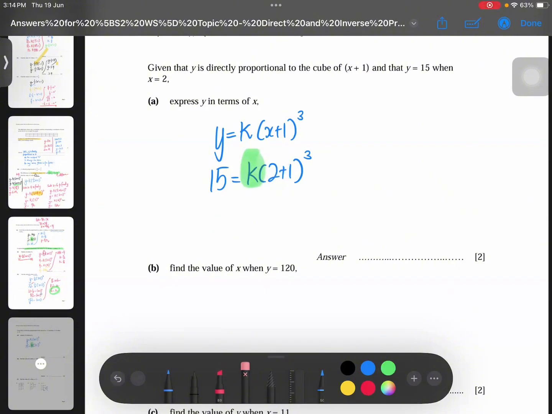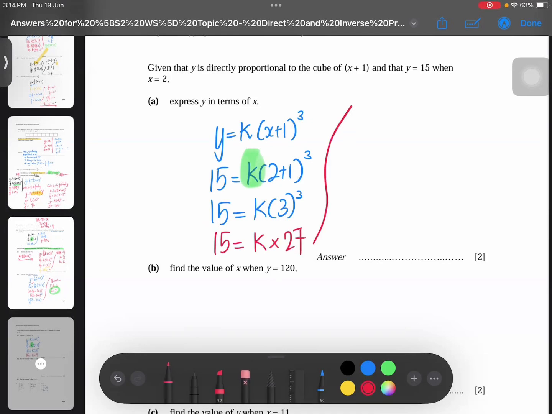All right, so over here, what you're going to do is say 15 equals k bracket 3 to the power of 3. Do you understand? All right, so this becomes 15 equals k times what? Sorry, 3 to the power of 3, is it 9? No, right? It's 27. Do you understand? So 27k equals 15. Agree?